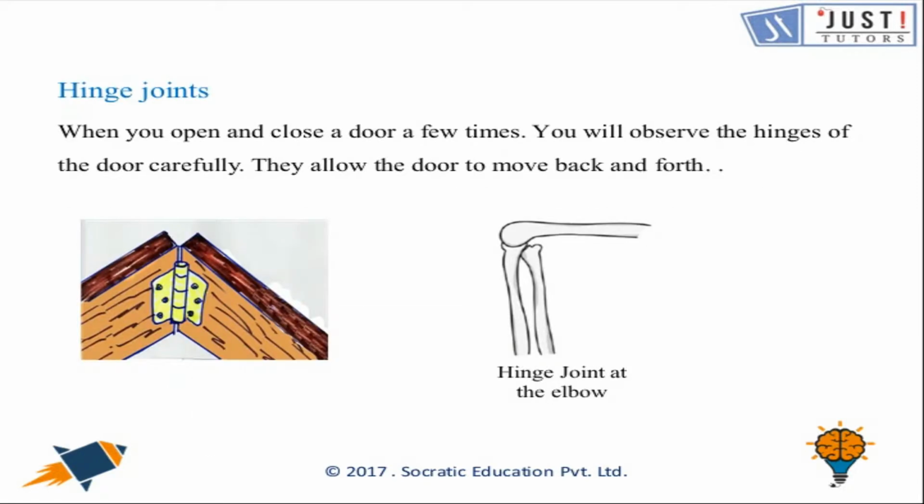The third kind of joint here is the hinge joint. Now, these can be easily explained with the help of the hinges that we have at the end of our doors while we're trying to open and close it. So we know that the door can only move back and forth. We do have a similar kind of joint in our body, which is at the elbow. From the elbow, we can only move our arms back and forth.